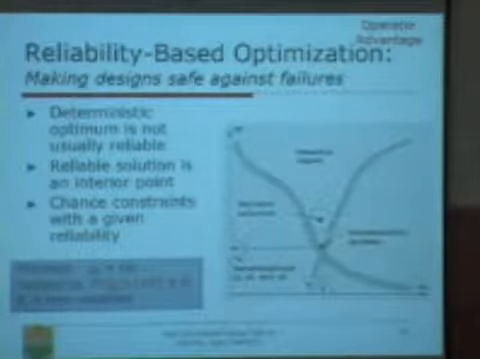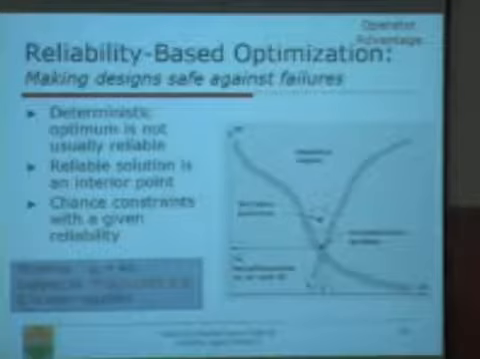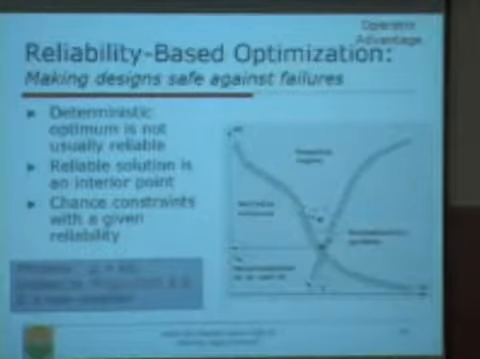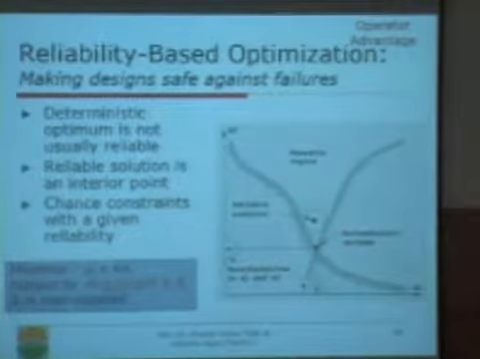So if you specify a particular reliability, which most of these industrial sectors, automobiles and others, are interested in saying, I would like to design my car which is 99.999% reliable, okay? That it's safe against failure. So then you have to find out what point is that. It's not the deterministic optima that you're interested in.